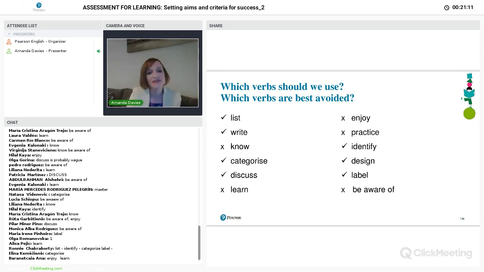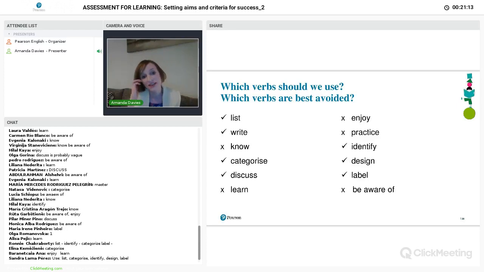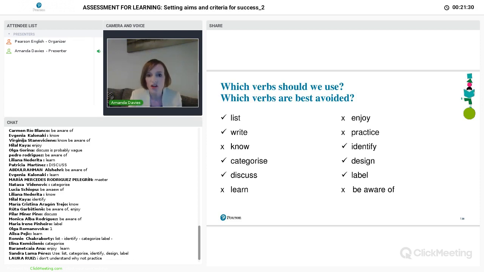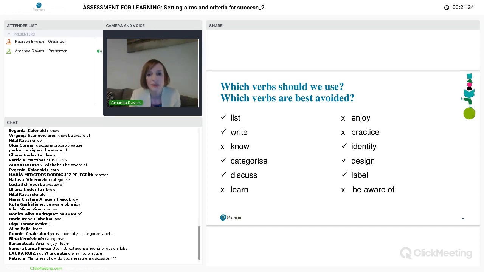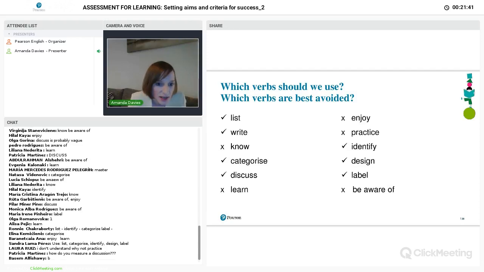Okay, this isn't a definitive list. If you go online, there are plenty of lists, and it's not black and white. So it's not that you mustn't use these. But for me, there are some that I find much harder to be specific and measurable and relevant. So knowing something, as you mentioned, learn is tricky, enjoy. Practice, it depends on the aim of the lesson. Maybe it's a revision lesson, maybe I'm not introducing new language, maybe it's revision and then practice is okay.